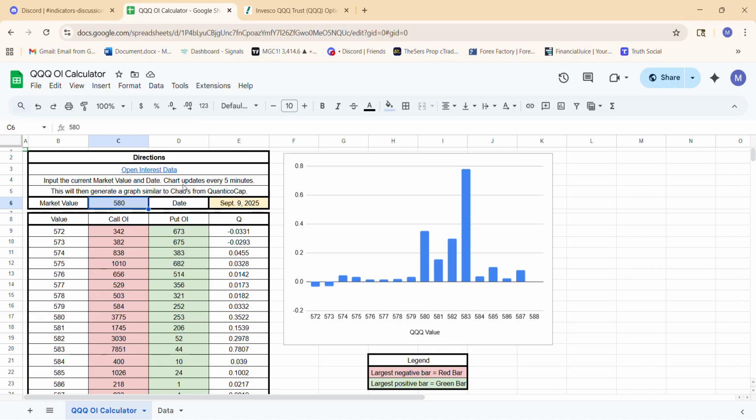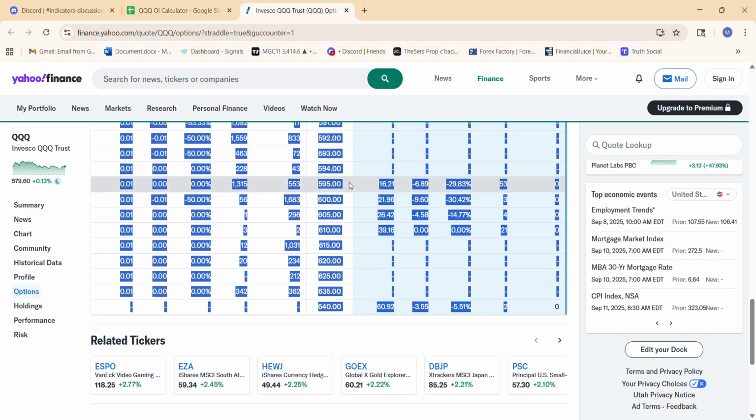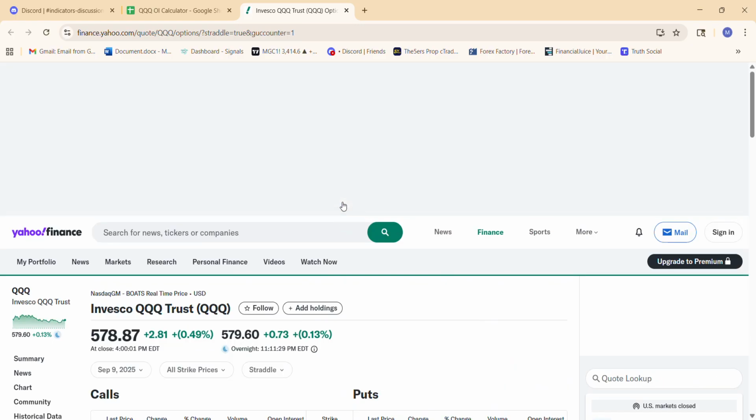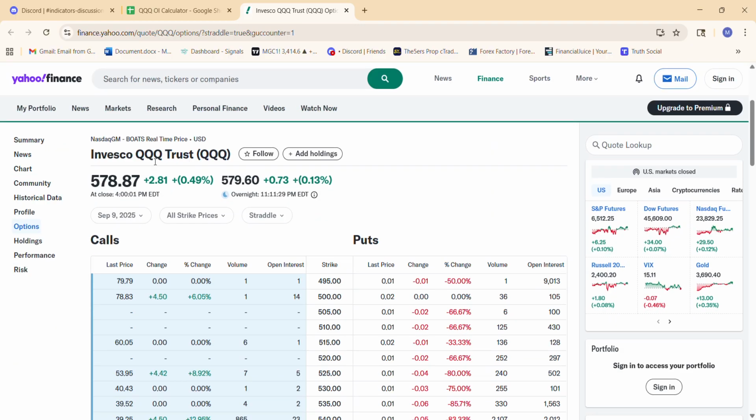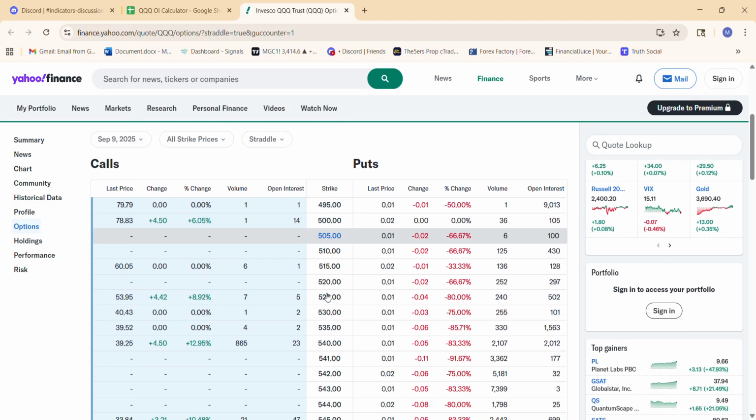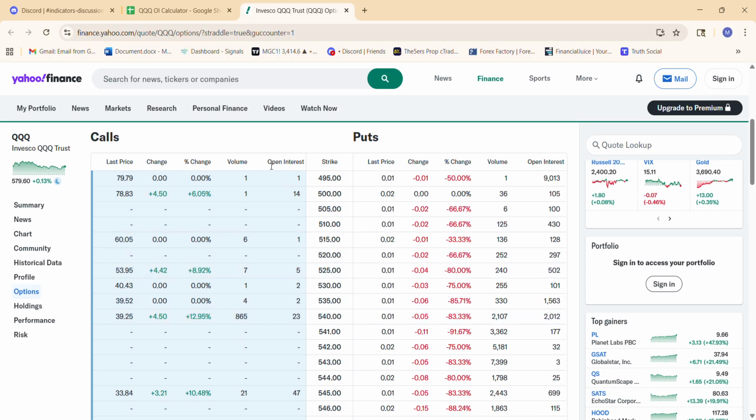So what I did is I searched the internet, found this website here that has data for open interest on QQQ, which is the NASDAQ, and it's able to list it out by calls and puts, by strike price, and specifically has this open interest value.